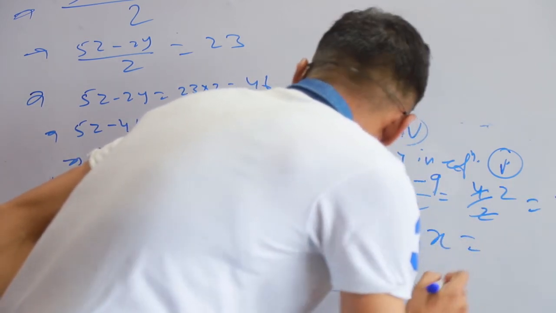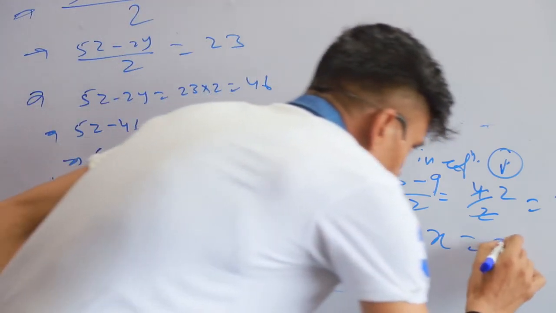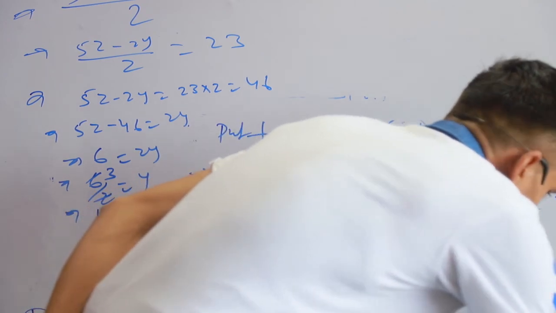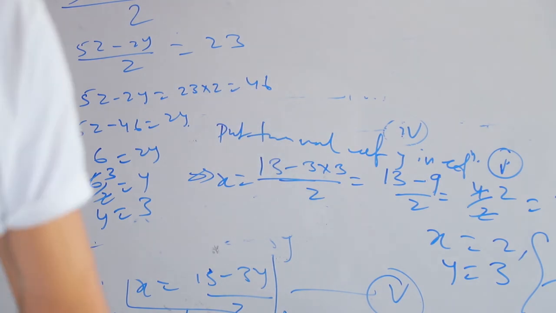X is equal to 2 and y is equal to here 3. That is our answer. By this way we have to solve the equation and find out the value of x and y.